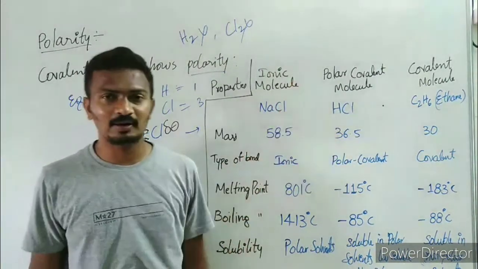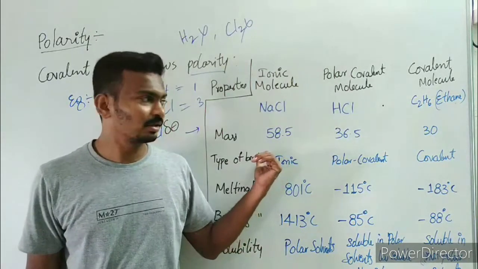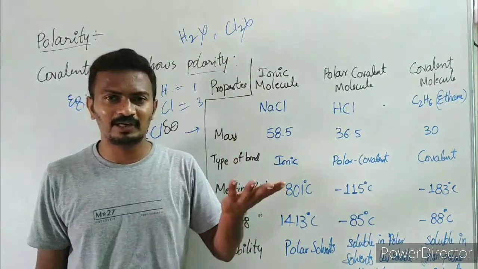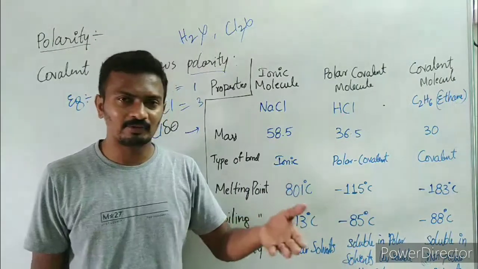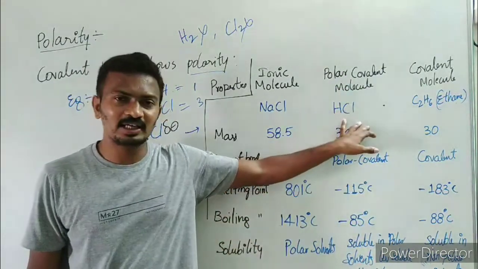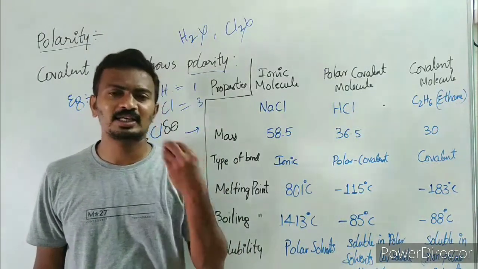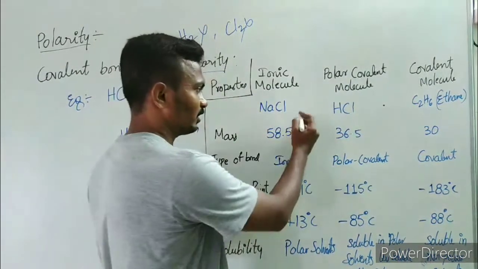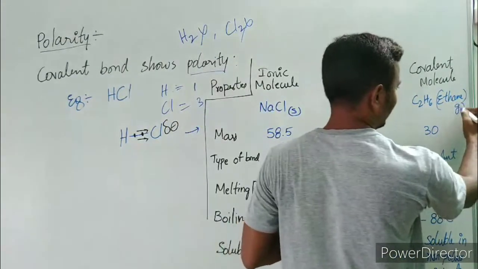If you look at their physical appearance, ionic compounds are white crystalline solids. Mostly they are solids, and mostly they are white, though they can have different colors. But NaCl is a white crystalline solid. You all know that, daily we use it. And coming to polar covalent molecules, here HCl is a colorless gas. Mostly that is pale yellow, a slightly yellowish gas. This is a gas. So this is solid. This is also a gas. And this is also a gas.